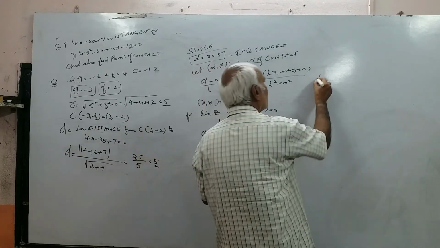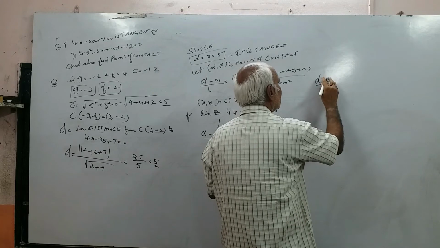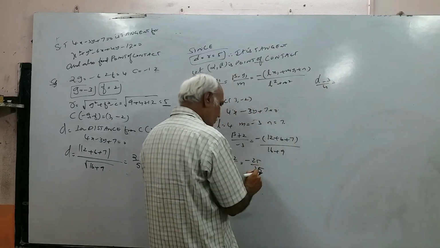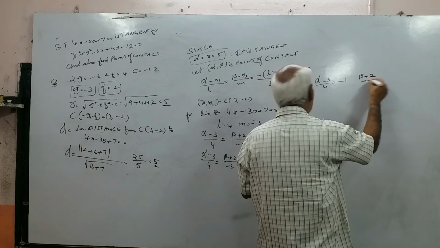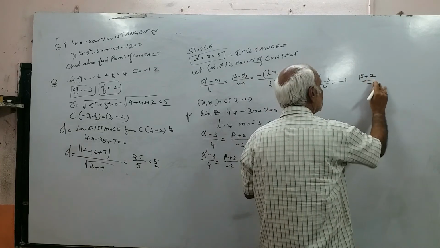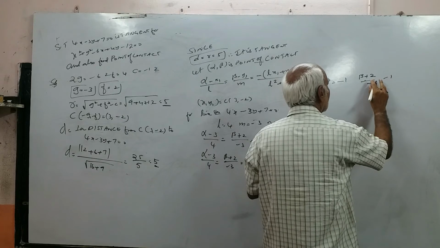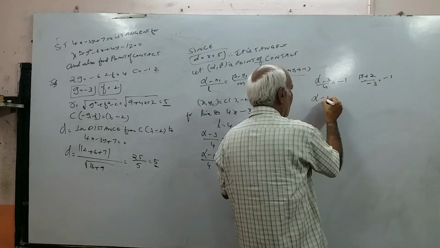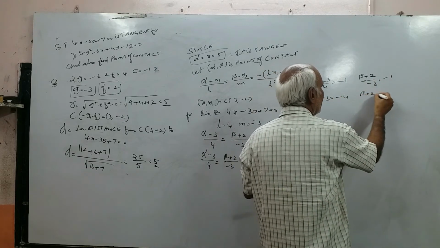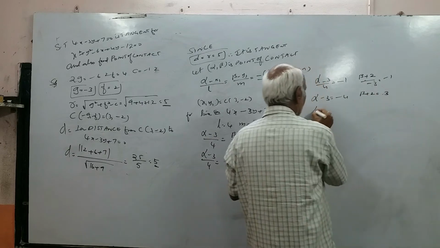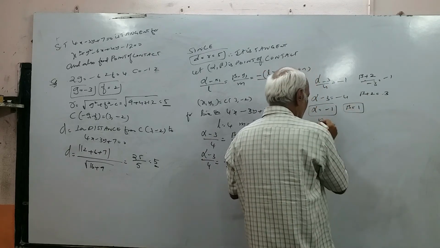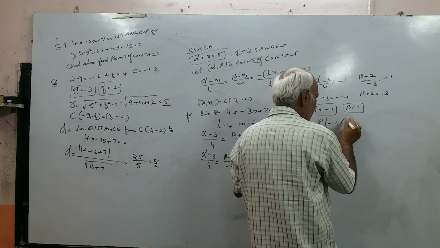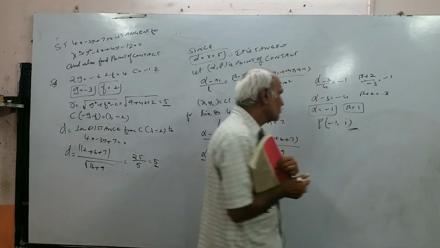Therefore alpha minus 3 by 2 is equal to 2 by 2, which is minus 1. Beta plus 2 by 2 minus 3 is equal to minus 1. So alpha minus 3 is equal to minus 4, beta is equal to 3. Therefore alpha is equal to minus 1, beta is equal to 1. Therefore the point of contact is minus 1 comma 1.